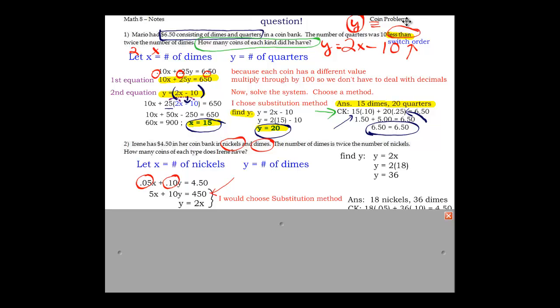And let's read on. That was my first equation, my first sentence. My second sentence just says the number of dimes is twice the number of nickels. And it's a very simple equation. Don't make it more complicated than it is. So now I have my second equation.